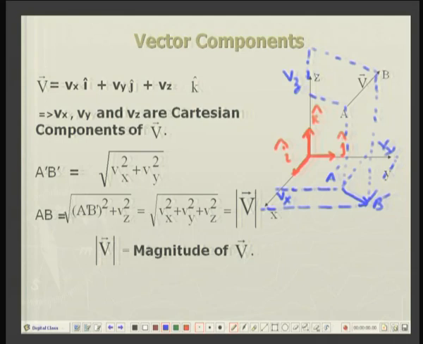And once you have got A dash B dash, then it can be combined with the component Vz. So A dash B dash square plus Vz square will give me the final vector AB. So in other words, the length of vector AB is Vx square plus Vy square plus Vz square, whole under root, and this is labeled as the absolute value or magnitude of vector V. Okay. So, magnitude of V is the sum of the squares of all the three components, whole under root.